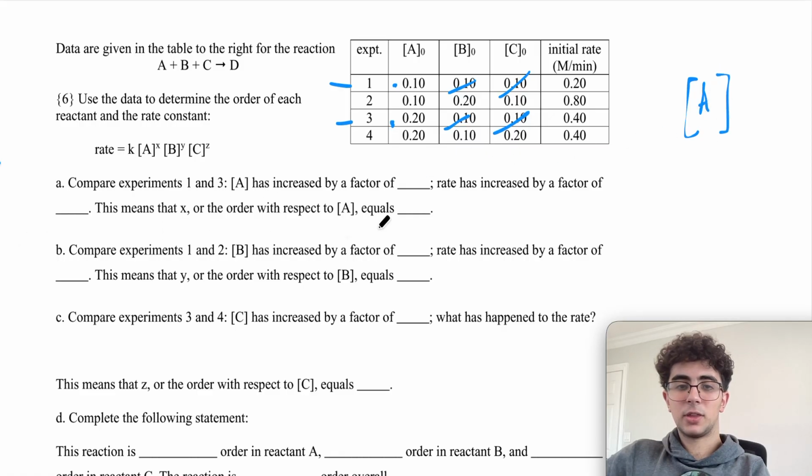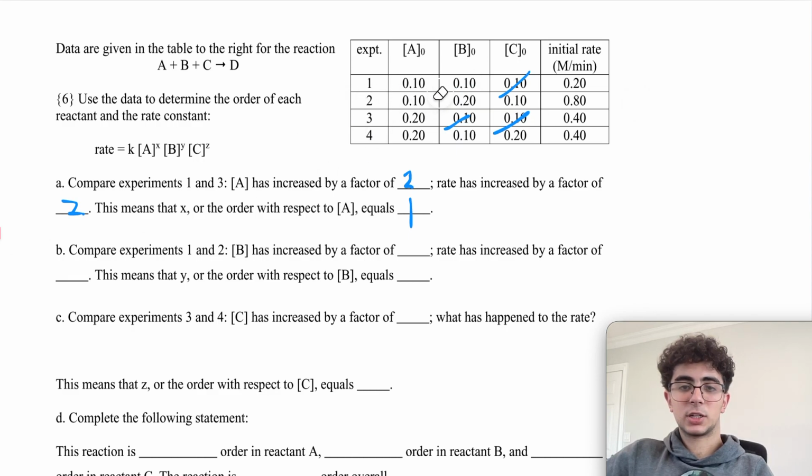If you want to write the math behind it, you could say A got doubled, so that's 2 to what power we don't know, and the rate got doubled. So that means x is 1. When comparing experiments 1 and 3, A increased by a factor of 2, rate increased by a factor of 2, 2 to the power of 1 equals 2. That means the order is 1. We're going to do the same thing for B and C now.